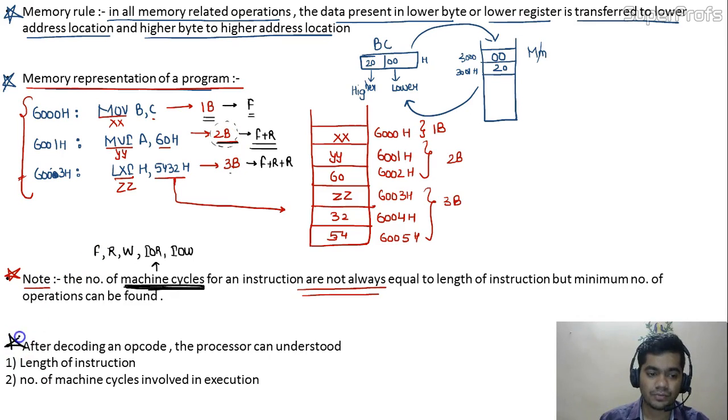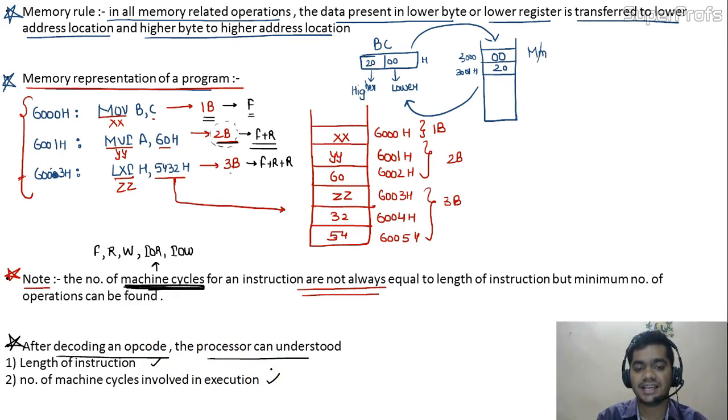Whenever there would be higher, we will discuss that. And the second note point is, after decoding an opcode, the processor can understand. We have discussed this point in the previous session also, that after the microprocessor decodes an opcode, it is able to understand the length of the instruction and the number of machine cycles involved in execution. With the length of the instruction, it understands what values it has to access from the memory, and with the knowledge of machine cycles, it can perform the operations on the content of the memory.